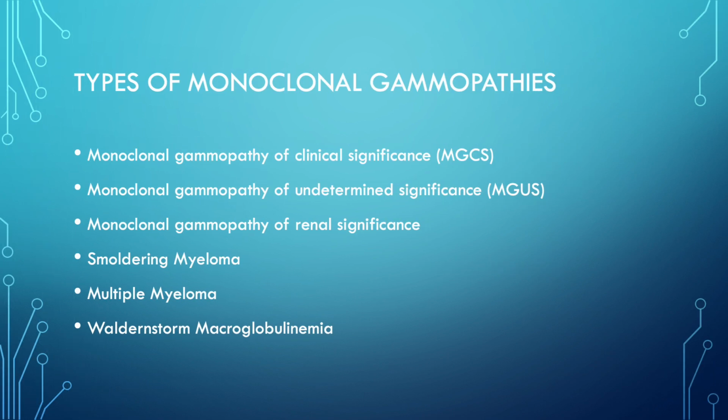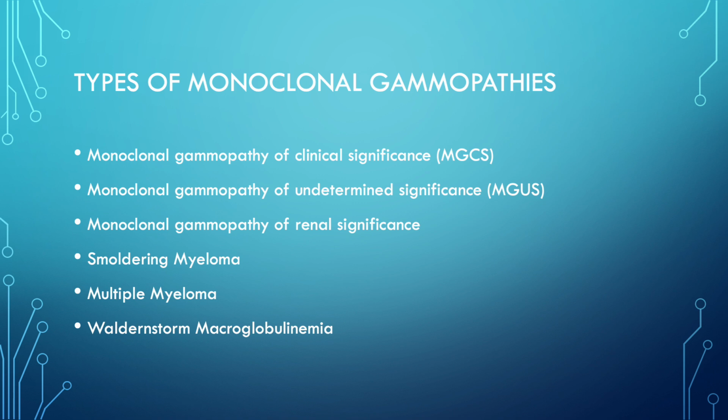We'll be discussing certain types of monoclonal gammopathies, which, as you all know, includes smoldering myelomas, multiple myelomas, monoclonal gammopathy of clinical significance, MGUS, which is also known as monoclonal gammopathy of undetermined significance, monoclonal gammopathy of renal significance, and Waldenstrom macroglobulinemia. Now, first, we'll be discussing how to remember them easily because it might get a little bit complicated a lot of times. So, I will be making it easy for the viewer to actually understand them and remember them.